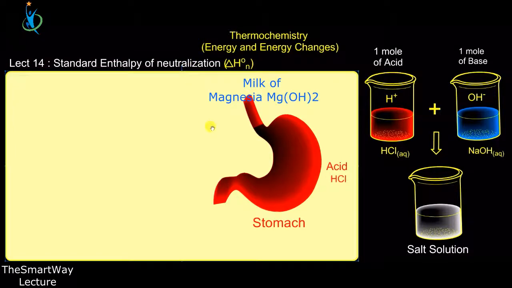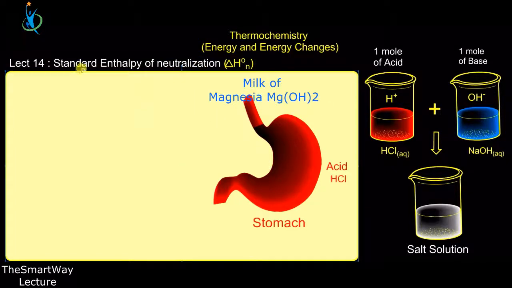Now, as we said, every reaction is brought about as a result of some amount of energy required in the reaction. And so it means that even when we add the milk of magnesia to the acid in our stomach, there is some amount of energy change in the reaction. The energy change during the process is what we call the enthalpy of neutralization. Enthalpy is simply energy, and so it's called enthalpy of neutralization.